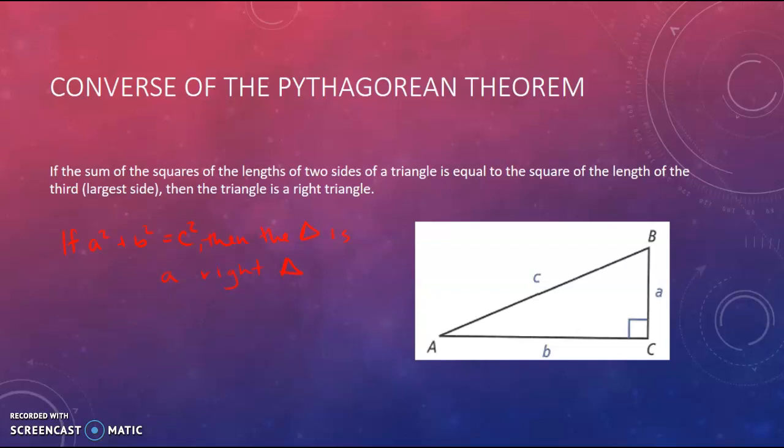If it doesn't equal, then it's not a right triangle. And when you get up into geometry, you actually can tell whether it's an acute or an obtuse triangle. But that's more than we need to do here. We just need to be able to prove, is it a right triangle?